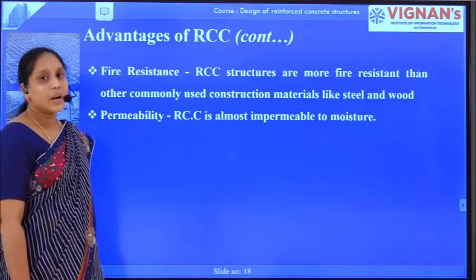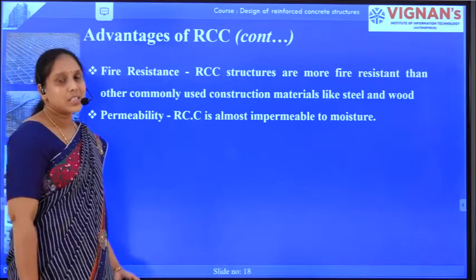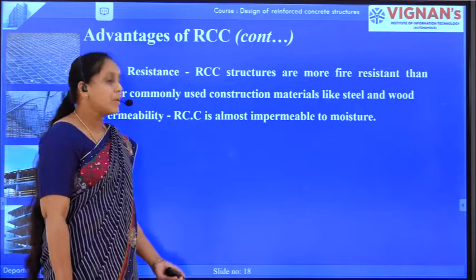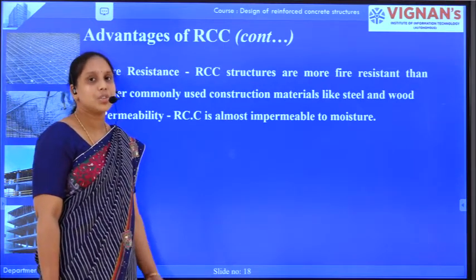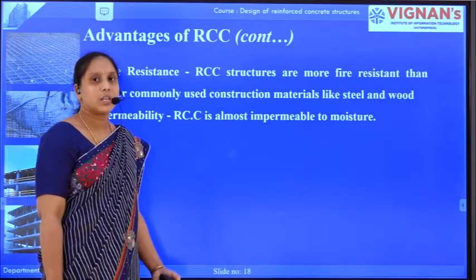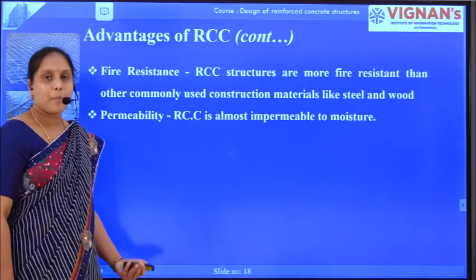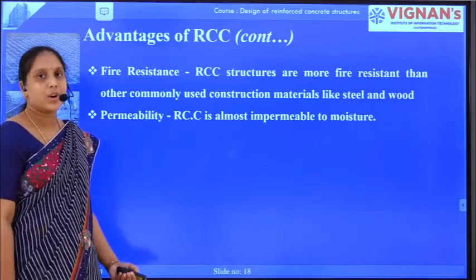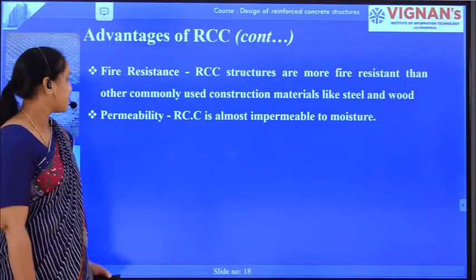The other advantage is impermeability. RCC structures are mostly impermeable to moisture. That is, they don't allow moisture to go through them, mostly, unless cracks are formed. If it is properly designed and properly cast, they are mostly impermeable to moisture.